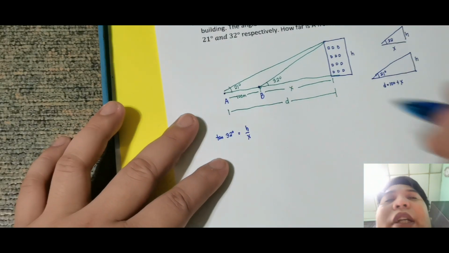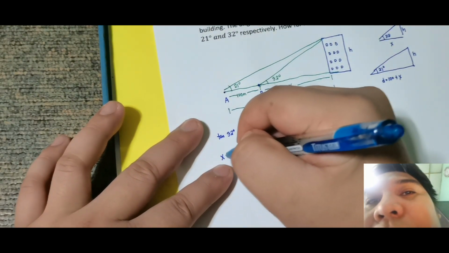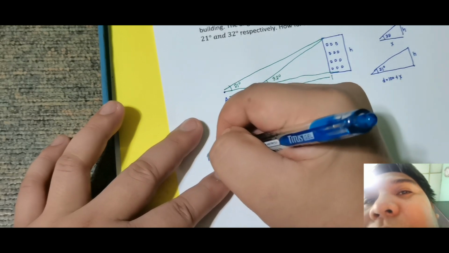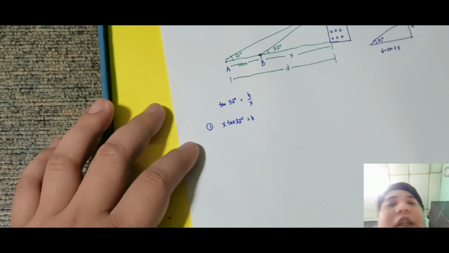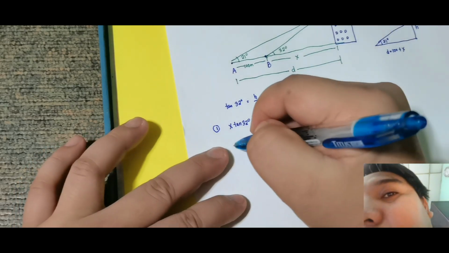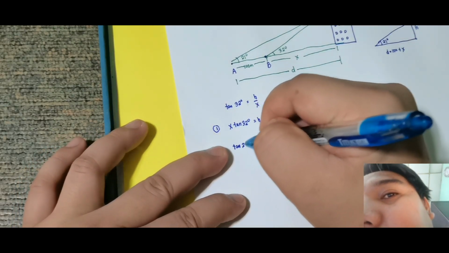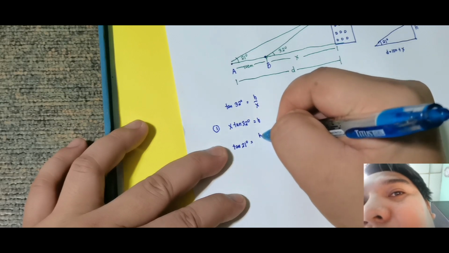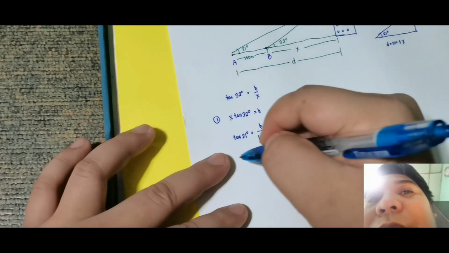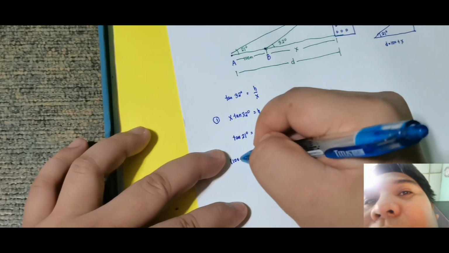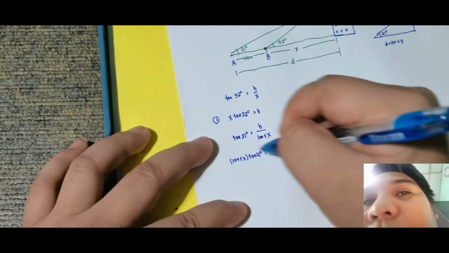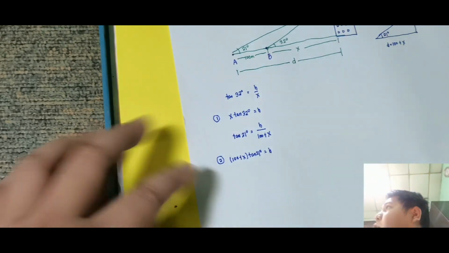So we need to solve for h. So that is simply x tangent 32 degrees is equal to h. So let me call this equation number 1. Okay, next is si pangalawang triangle, ito yon. So that is tangent 21 degrees is equal to h over 100 plus x. Or simply this is 100 plus x tangent 21 degrees is equal to h. So ito yung equation 2.